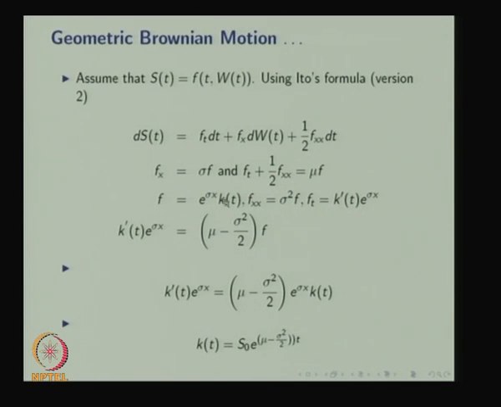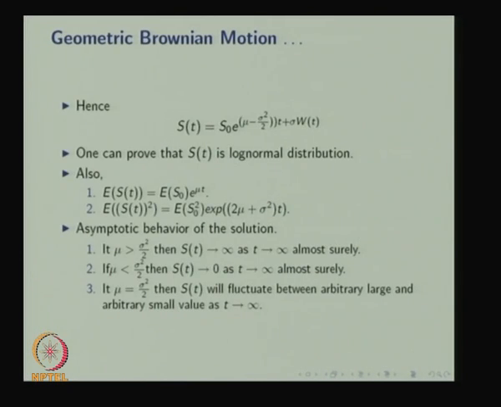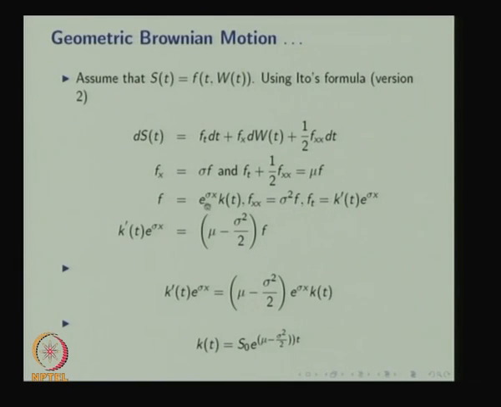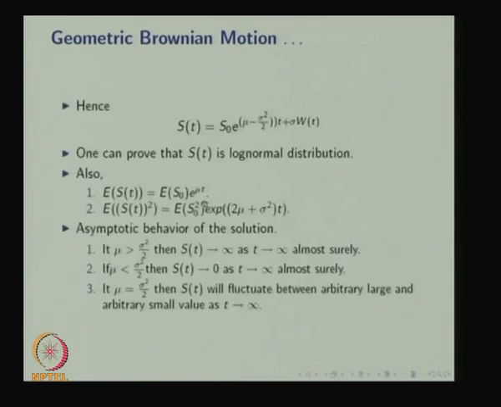So you substitute this in here, therefore your f of t comma Wt is e power sigma times Wt, s naught e power mu minus sigma square t. Therefore S of t will be s naught e power mu minus sigma square t plus sigma times Wt. Substituting k of t in this equation, f is equal to e power sigma x k of t, where x is nothing but the Wt. Therefore your solution is s naught e power mu minus sigma square by 2 times t plus sigma times Wt.